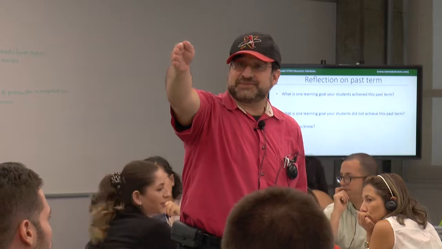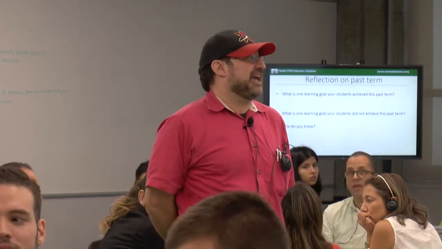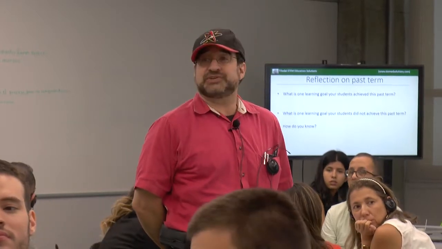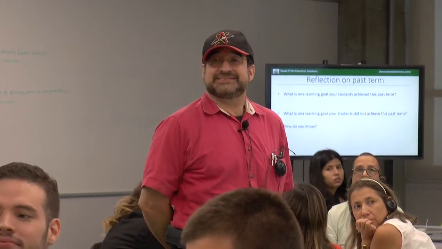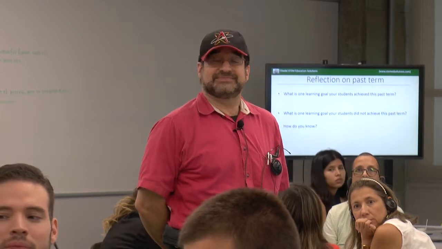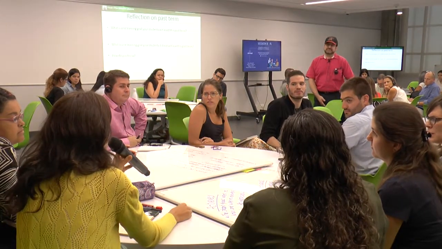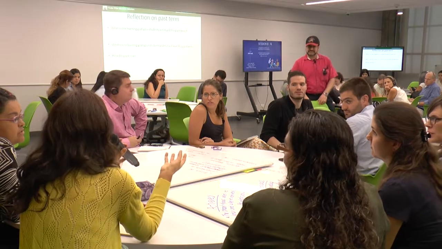So maybe this group could start. Just give me one learning goal your students achieved. Okay. So we try to look for transversal competence, transfer of competence, like we can see in all of the courses we manage. So we talk about the students knowing when to listen and when to intervene or when to talk.